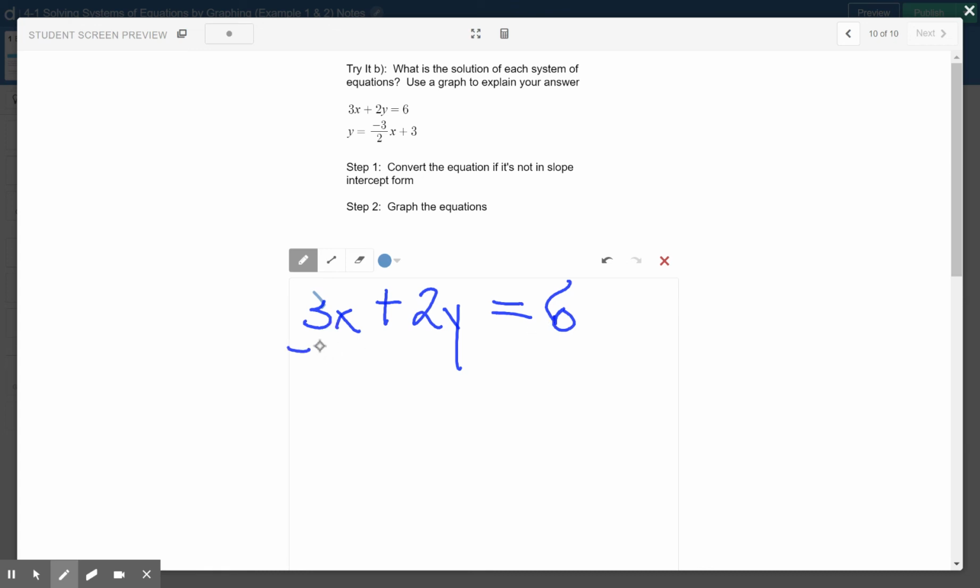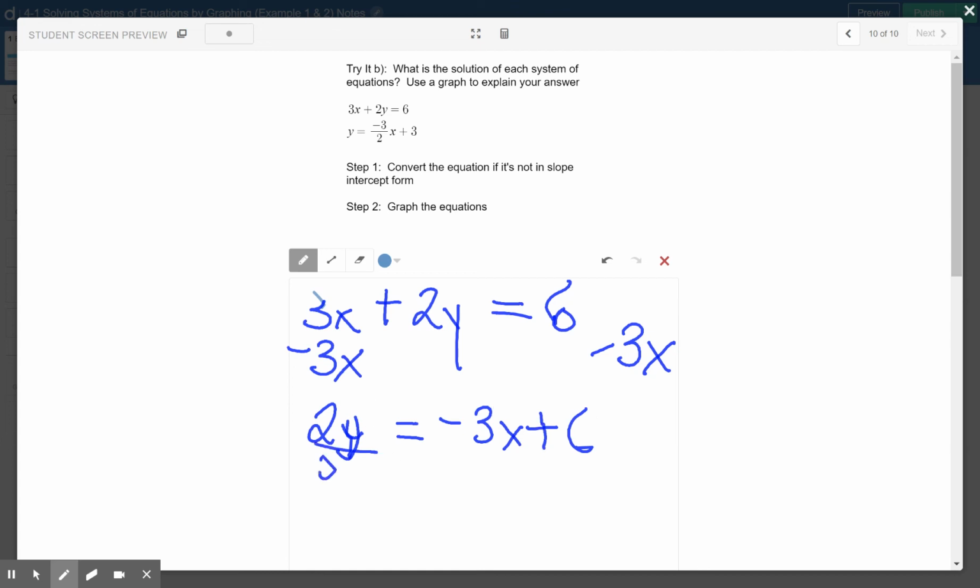All right, minus 3x on both sides because it was a positive 3x to begin with. Sorry, that should be a y. My pen does not like to work. So negative 3x plus 6. So then we're going to divide everything by 2. So then we have y equals negative 3 over 2x. 6 divided by 2 is a positive 3.